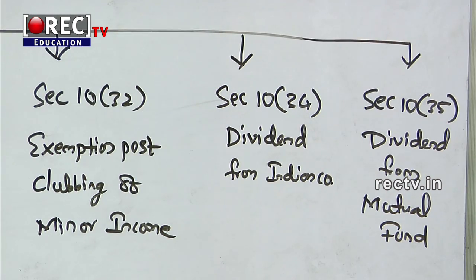Section 10 subsection 34. Dividend from an Indian company. Dividend received from an Indian company is exempt. For this, there is a note. Dividend received from a foreign company is still taxable, and dividend under section 2 subsection 22 clause E is still taxable in the hands of the shareholder. This section we have seen in IFOS, that is income from other sources.